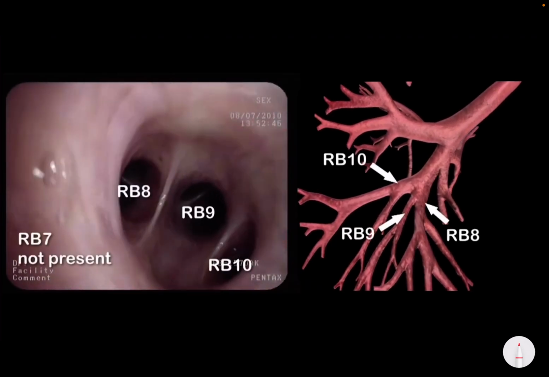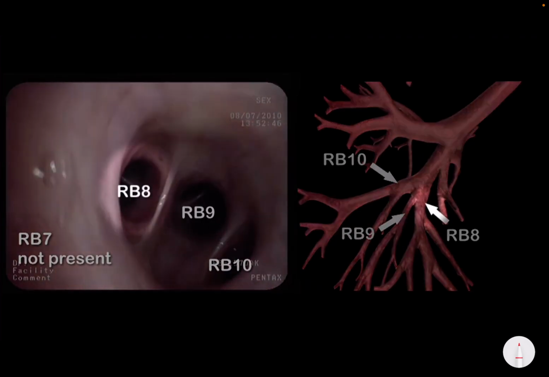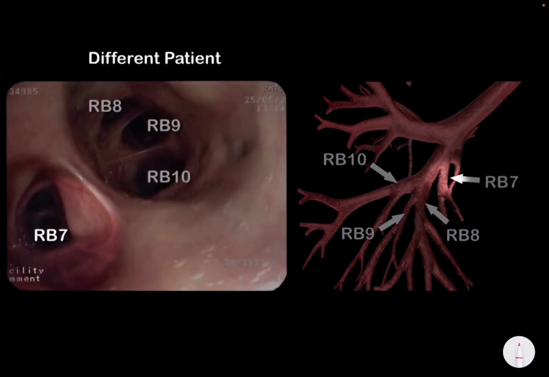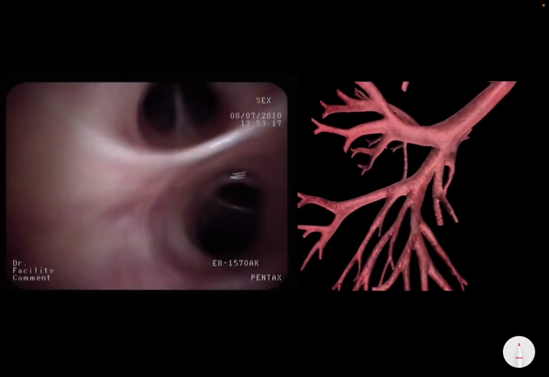So this is one variant. You see here RB7 is not present, RB8 is anterior basal, RB9 is lateral basal, RB10 is posterior basal. So in this patient it's a variant, because on the right side the medial basal is normally present, but here it is not present. It is just a variant. How does it look when RB7 is present? See, RB7 is present in a different patient, like it is present normally. So the medial basal is present in this patient. This is normal anatomy.